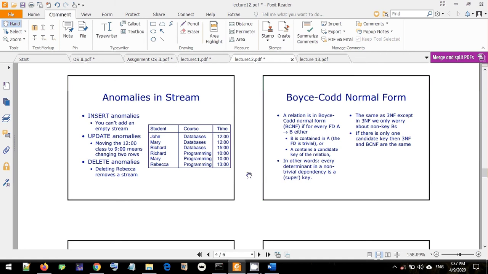This leads us to what we call Boyce-Codd normal form. Boyce-Codd normal form will help us alleviate these anomalies. A relation is in Boyce-Codd normal form if for every functional dependency A to B, B is contained in A, or A contains a candidate key of the relation. In other words, every determinant in a non-trivial dependency is a super key. We shall look more at super keys very shortly.